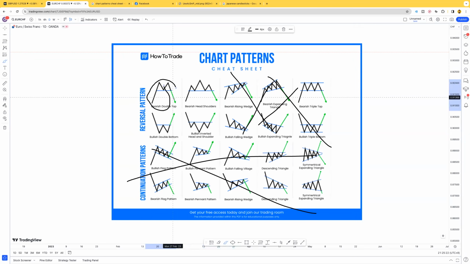So if you see a double top, you should enter for a sell. If you see a double bottom, you should enter for a buy. If you see a heads and shoulders, you should enter for a sell. If you see an inverted heads and shoulders, you should enter for a buy.